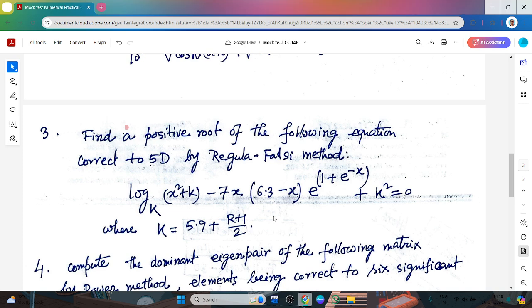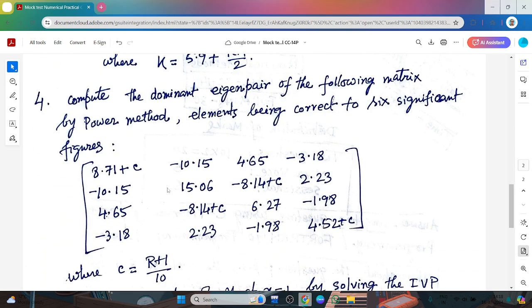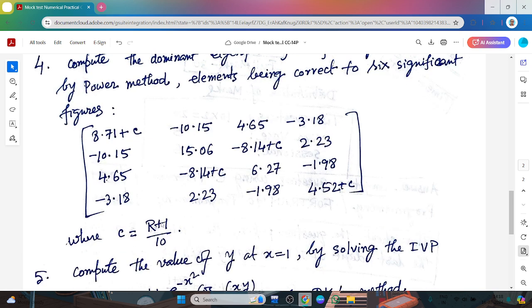Next question, question 4. Compute the dominant eigenpair of the following matrix by power method, elements being correct to 6 significant figures. This is the 4 by 4 matrix, and c equal to r plus 1 by 10.